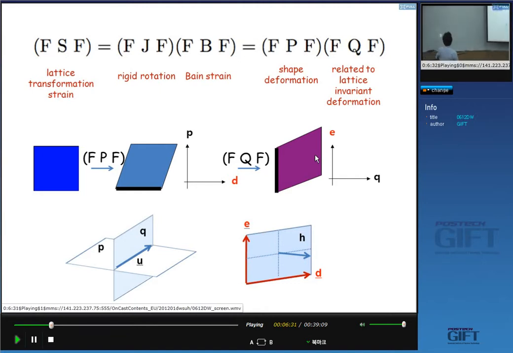Then from the discussion in the previous class, we can define the invariant line u as an intersection of two invariant planes. The invariant normal h, the plane containing the invariant normal, contains the e and q, right? It constructs the invariant plane normal. So that is what I said in the previous class.